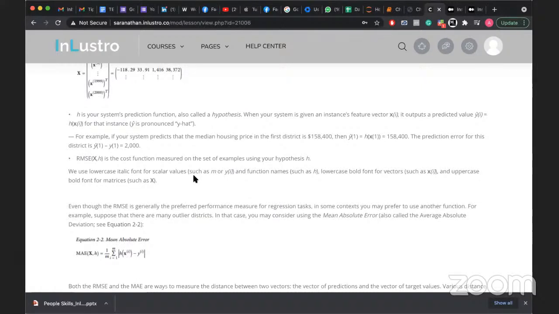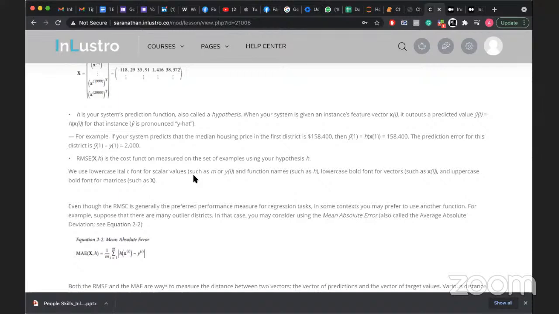So we use lowercase italic for scalar values, right? And function names, and uppercase bold font for matrices. Okay, always as a convention. Uppercase bold font refers to matrices. So generally, RMSE is the preferred performance measure for regression tasks. In some contexts, however, we use some other function. It's called the mean absolute error.